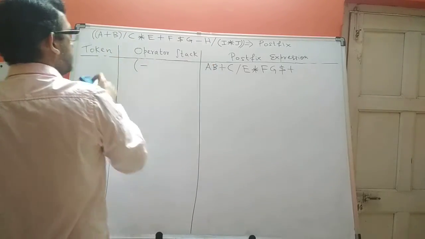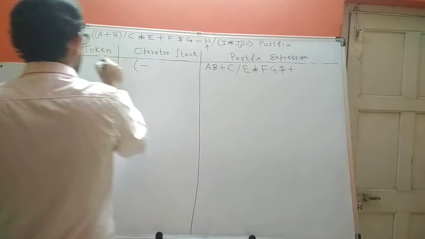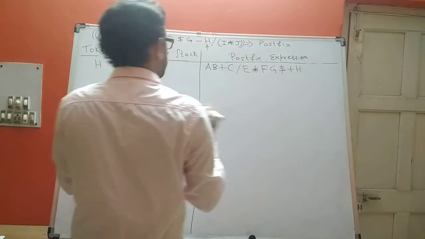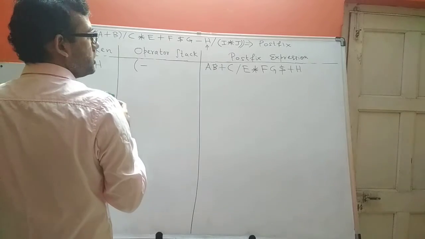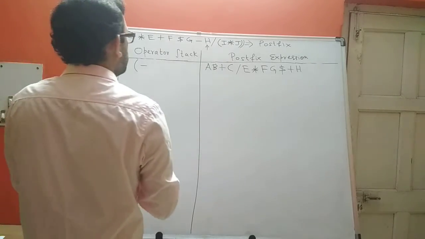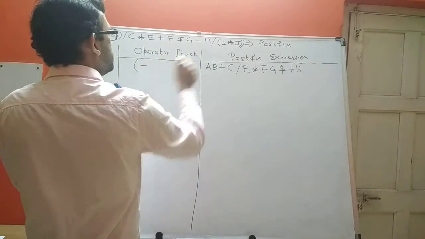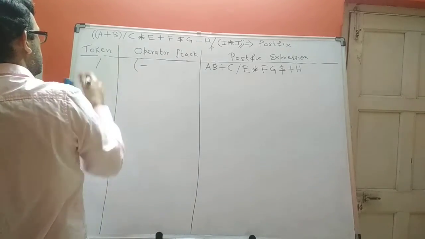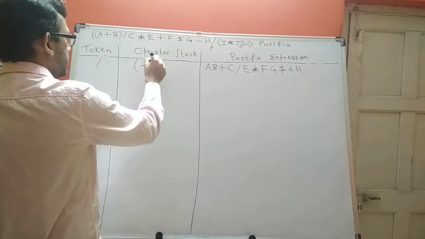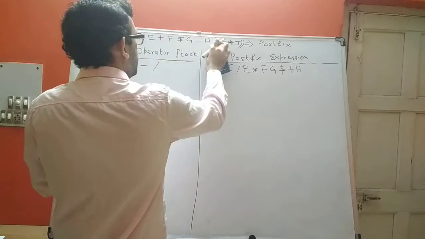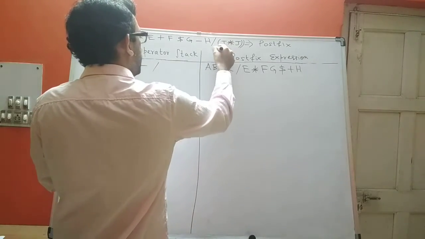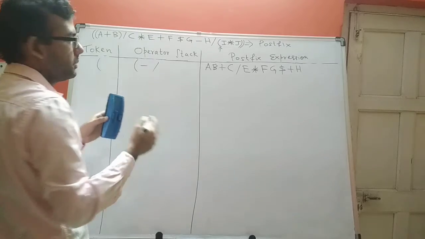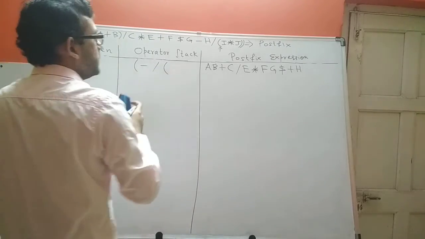Now my current token is H. H is an operand, so I need to add h to the output. After that, my current token becomes division. Now division has greater precedence than minus, so it can be above minus. Next is the opening parenthesis. When it is my current token, it has the highest precedence, so I can push it onto the stack.